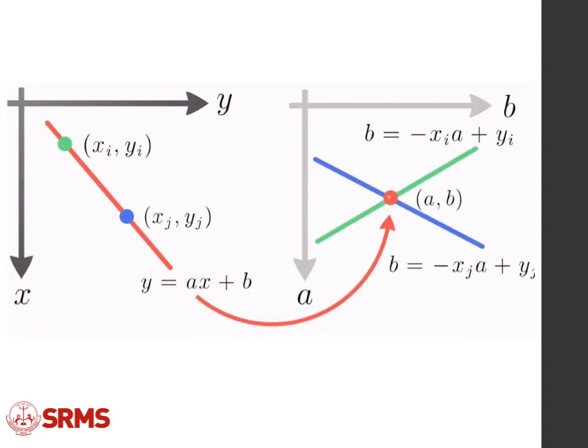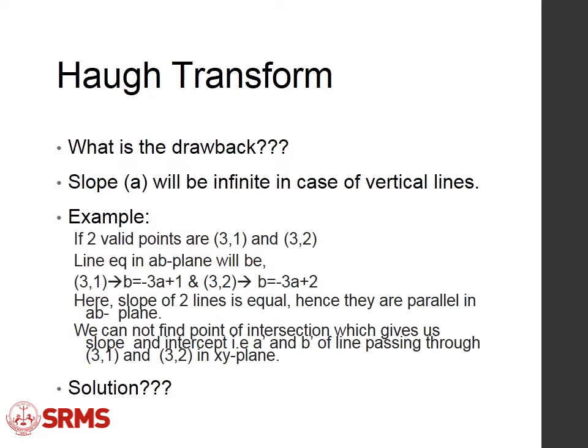So the AB point is the intersection of these two lines, represented by blue and green. Now the Hough transform has certain limits, drawbacks and loopholes. The drawback is that slope a will be infinite in the case of vertical lines, because suppose we have parallel lines, we may or may not have an intersection point, or in mathematical terms the intersection point will be at an infinite position.